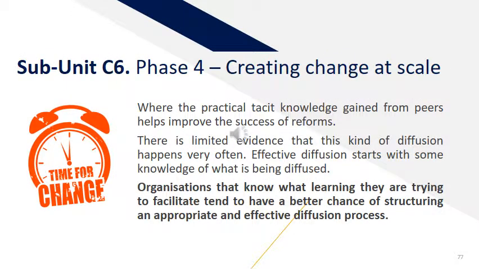Now I begin subunit C6, Phase 4, Creating Change at Scale. The final stage of the peer training process map involves diffusion or scaling of lessons learned from peer engagements back to each of the participant organizations, sectors and communities. This is the stage where peer training at the individual level is scaled up to impact actual reform progress, and hence where the practical tacit knowledge gained from peers helps improve the success of reforms.